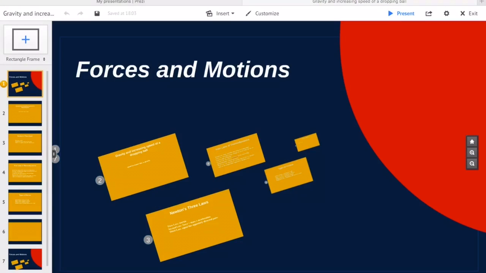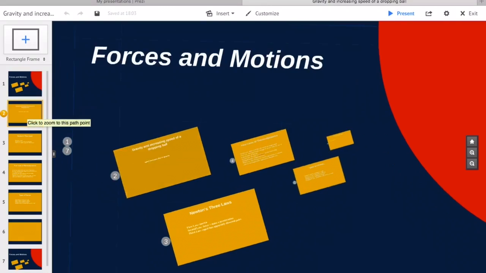All right, forces and motions. So this is possibly one of the hardest topics in the Praxis, especially for people who don't just love science and are just trying to get through this test. So let's go through this stuff one by one. All right, forces and motions.